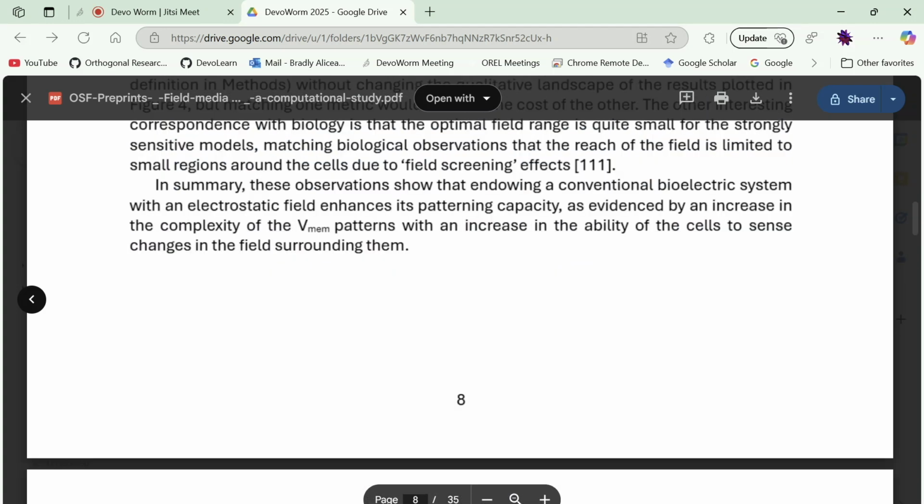So in summary, these observations show that endowing a conventional bioelectric system with an electrostatic field enhances its patterning capacity, as evidenced by an increase in the complexity of VMEM patterns with an increase in the ability of the cells to sense changes in the field surrounding them. So it's actually that there's this complexity of VMEM patterns in a field. This allows cells to sense changes in the field surrounding them because the field becomes more heterogeneous and you can detect differences. It's almost like a psychophysics where cells can detect changes across space at some resolution. So if you have a sharp drop off or a gradual drop off, that's something a cell can sense and behave accordingly. So this complexity of the field is very important.